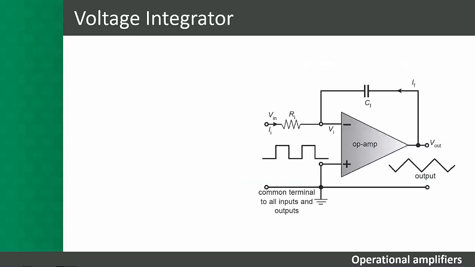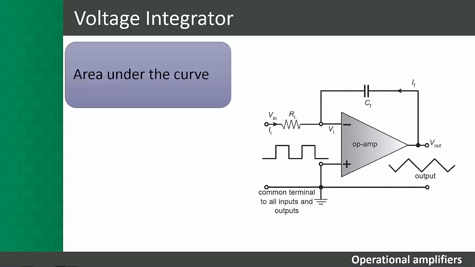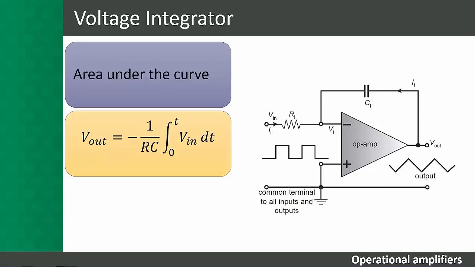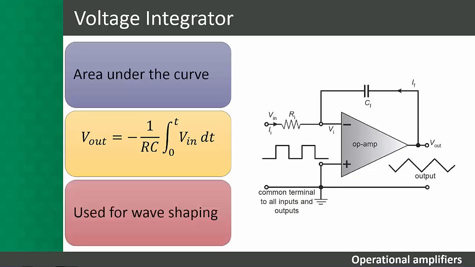The voltage integrator. The integrator performs the mathematical operation of integration, which finds the area under the curve generated by the input waveform. The output voltage for the integrator is equal to the integral of the input waveform divided by the RC time constant. The negative sign shows the inversion resulting from using the inverting input of the op-amp. The integrator is also used for wave shaping.